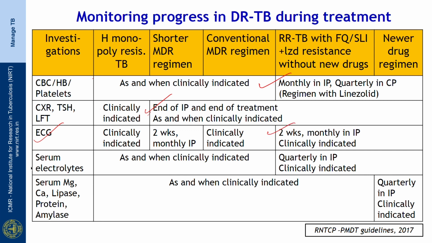The serum electrolytes should be done quarterly in IP and as and when clinically indicated if the regimen comprises capreomycin. The serum magnesium, calcium, lipase, protein and amylase should be done quarterly in intensive phase and as and when clinically indicated if the patient is on a new drug regimen.